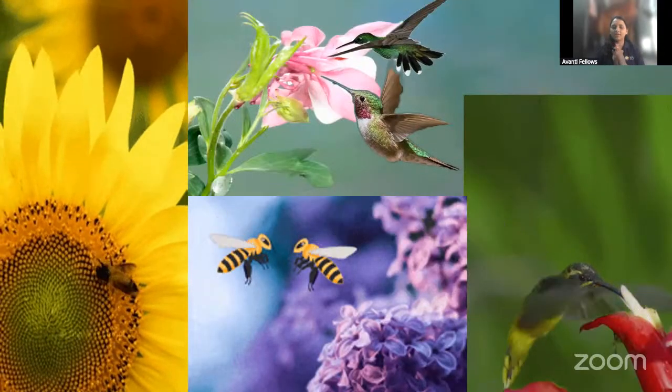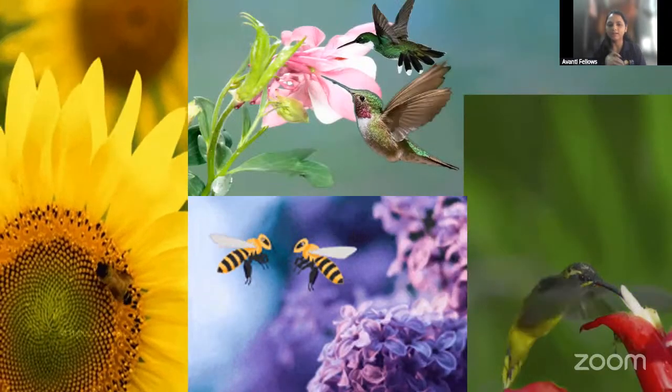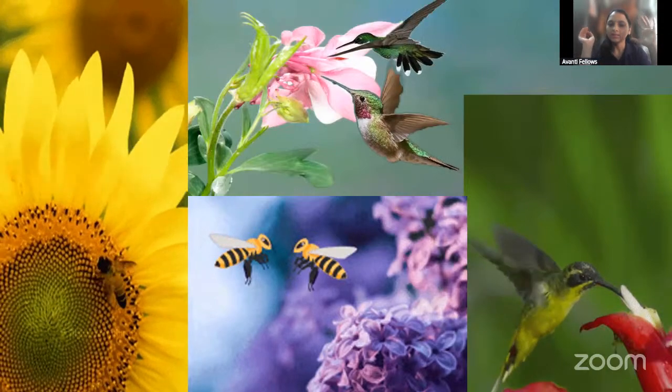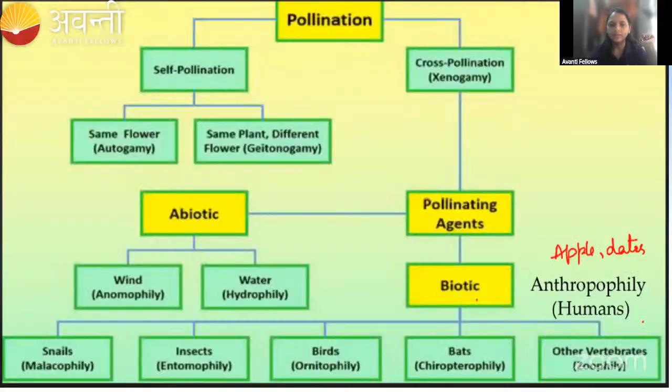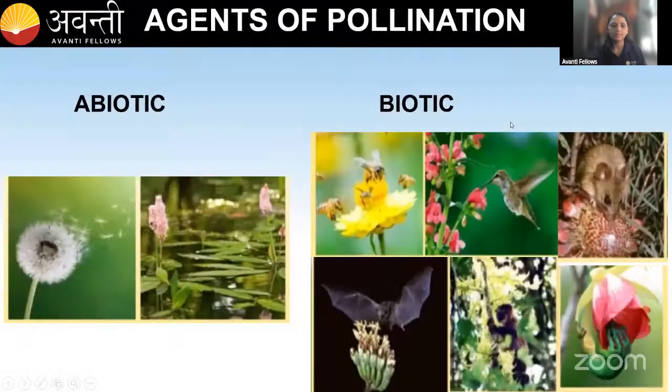In the last class, we started with pollination, and we already studied that. Pollination is done by abiotic and biotic factors. We discussed that in the abiotic factors, wind and water, and in the biotic factors, snails pollinate, called malacophily; insects, entomophily; birds, ornithophily; bats, chiroptophily; and others we call zoophily. Okay, fine.